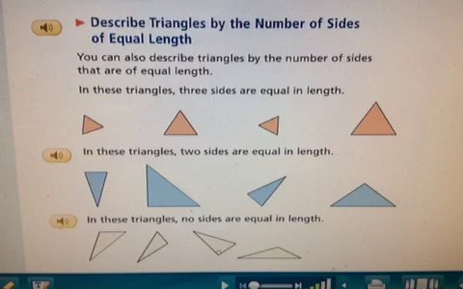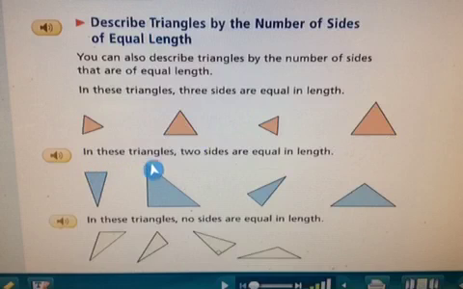All right, the last thing we're going to learn today is we're going to describe triangles by the number of sides of equal length. So we all know triangles have 3 sides. So every triangle ever has 3 sides, or else it's not called a triangle. Now, what we can do is look at the lengths. It says in these triangles, the 3 sides are all equal length. That means each side of the triangle is exactly the same length.